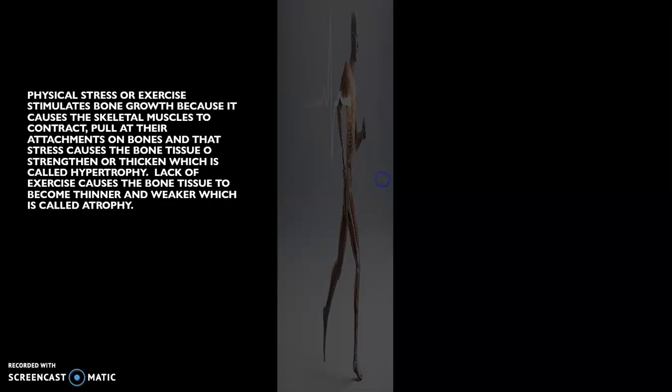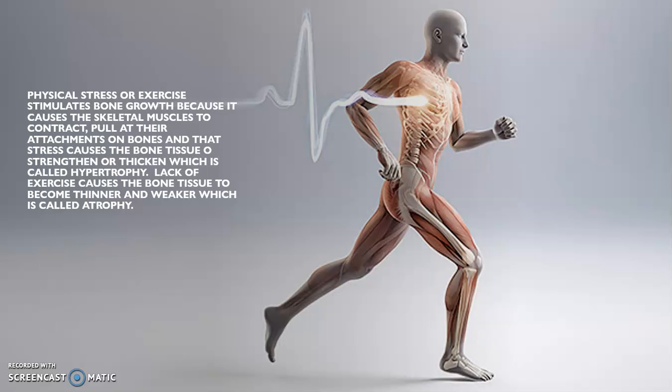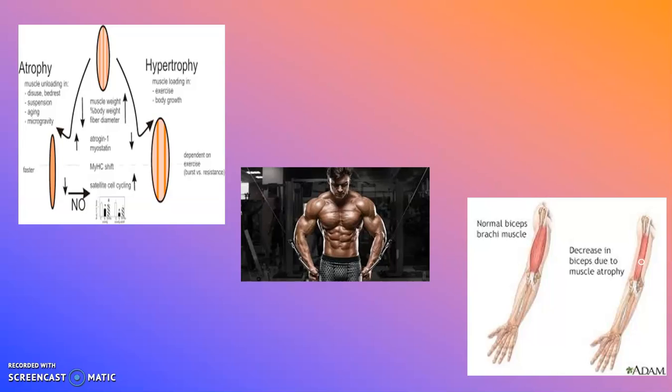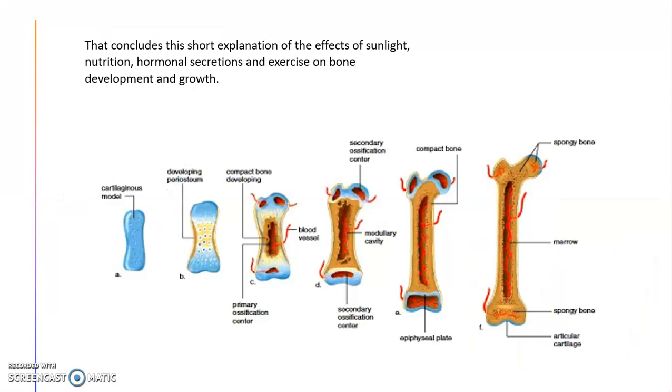Physical stress or exercise causes the skeletal muscles to contract and pull at their attachments on bones, and that stress causes the bone tissue to strengthen or thicken, which is called hypertrophy. Lack of exercise causes the bone tissue to become thinner and weaker, which is called atrophy. And that concludes this short explanation of the effects of sunlight, nutrition, and hormonal secretion.